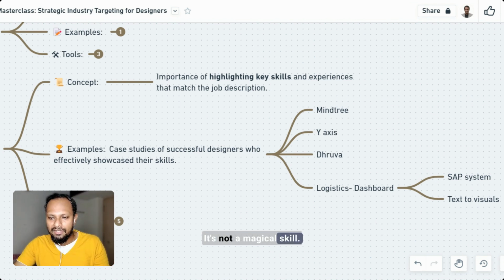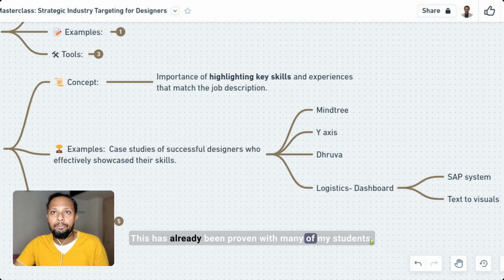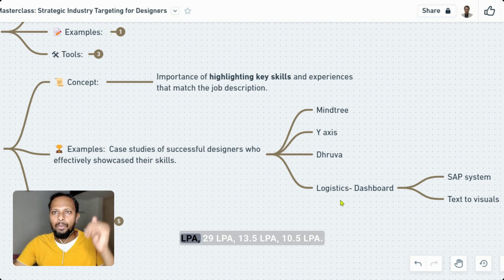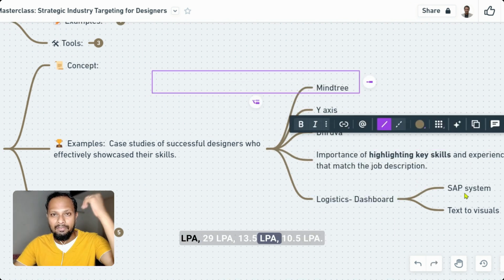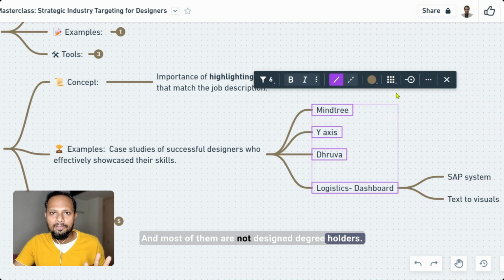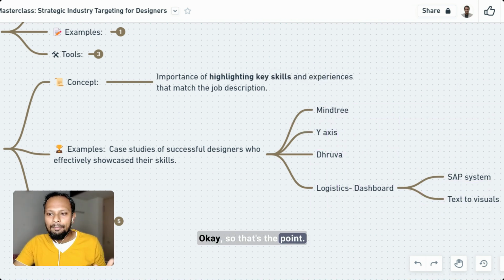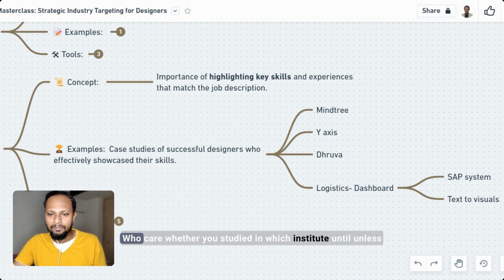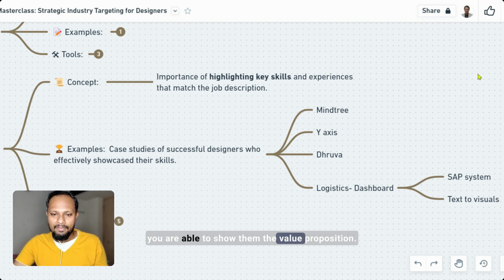It's not a magical skill. Okay, this has already been proven with many of my students, and they are getting jobs like 20 LPA, 29 LPA, 13.5 LPA, 10.5 LPA, and most of them are not design degree holders. Okay, so that's the point. If you're able to show a value proposition, who cares whether you have a PhD or not? Who cares which institute you studied in? Unless you're able to show them the value proposition.